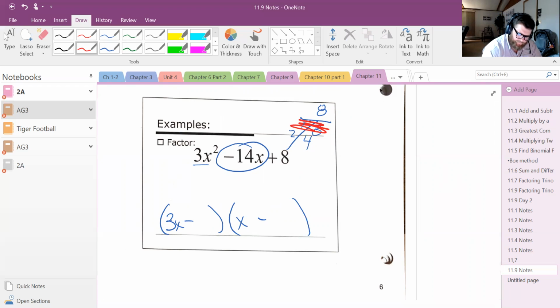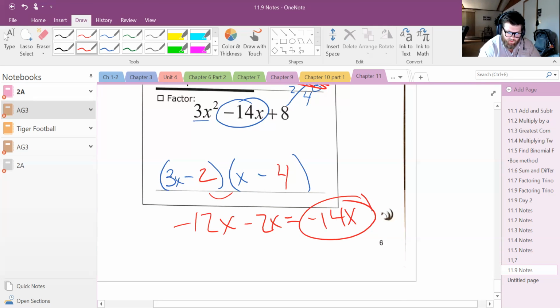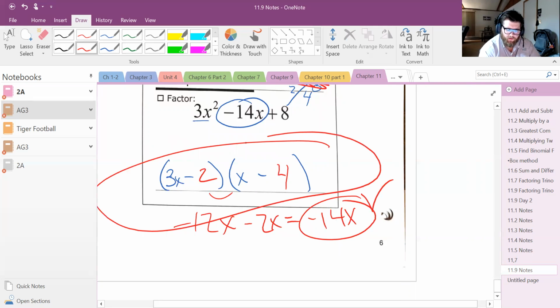All right. Next, we have 2 and 4. I need to get to negative 14x. So let's put 4 in the last slot and 2 in the first slot, and let's see what we get. Outer is going to give me negative 12x. Inner is going to give me negative 2x. It's going to equal negative 14x. Check. Circle. Done.